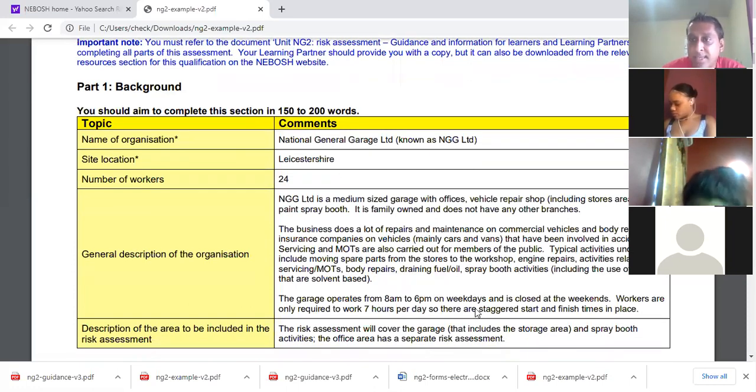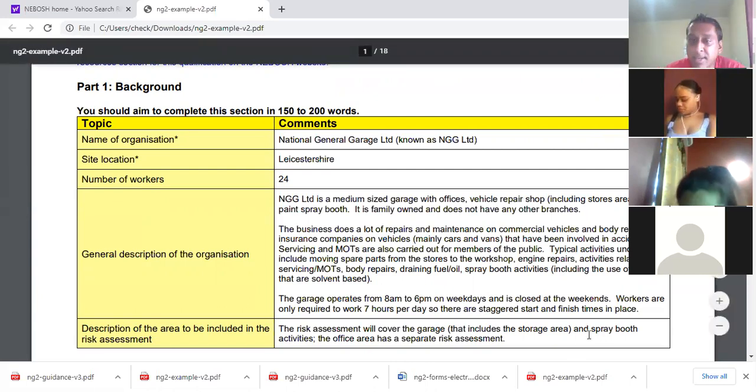You can say that the time is like 7 a.m. or 8 a.m. to 4 p.m., and there are no shift systems in place, right? Or if there is a shift system, then you walk through the shift system anyway, right? The latter part here, the assessment will cover the garage.